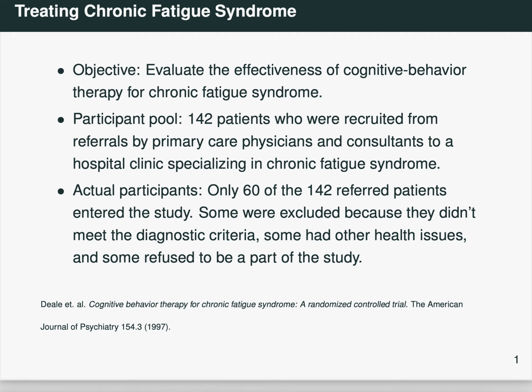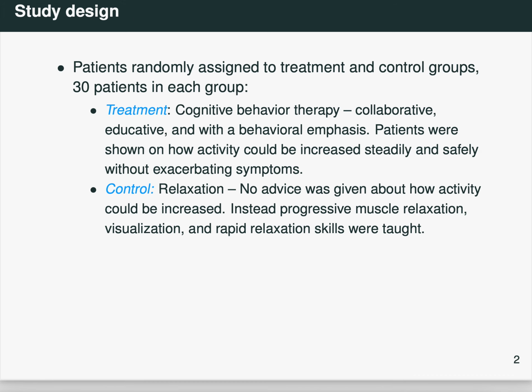The objective of this case study was to evaluate the effectiveness of a type of therapy for chronic fatigue syndrome. We had 142 patients in the participant pool, and they were recruited by primary care physicians and consultants. So they were recruited from places that were going to be medical providers. The actual participants would be only 60 of the 142 because only 60 actually participated. And this is something we see a lot in case studies where we're going to identify a group of patients, but not everyone is going to follow through completely with doing the surveys and other pieces.